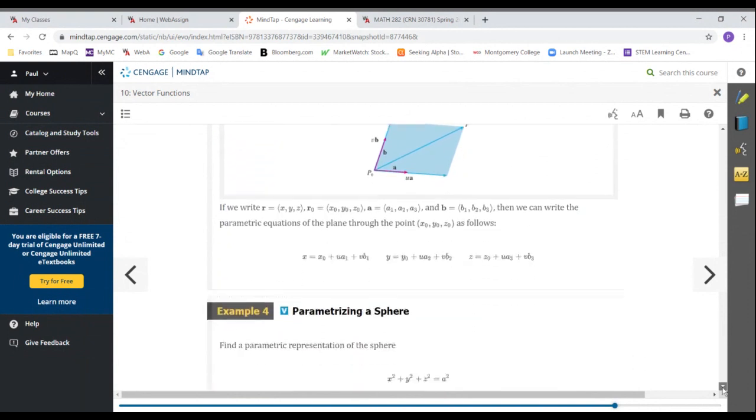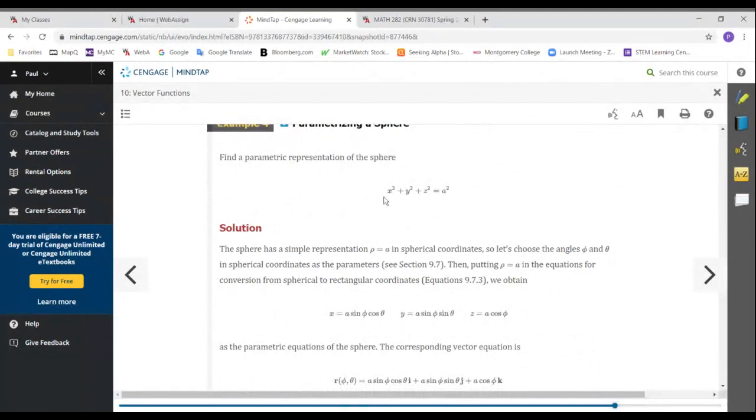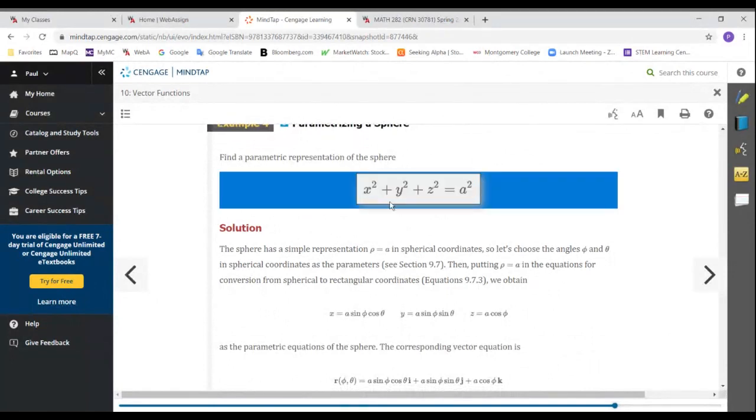All right. Well, let's look at parameterizing a sphere. Okay. Here's a sphere. How would you parameterize a sphere?